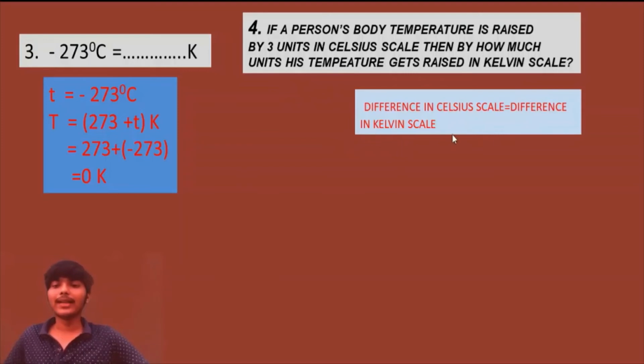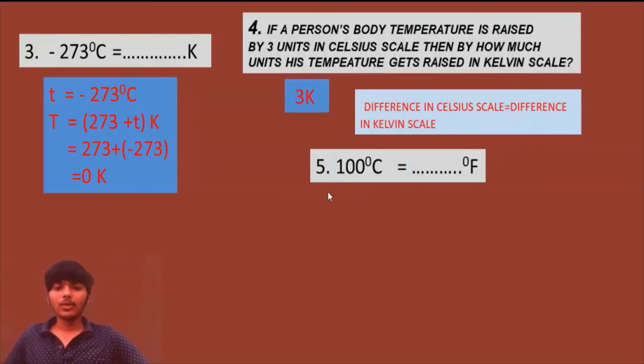We know the difference in Celsius scale is equal to the difference in Kelvin scale. So the answer is 3 kelvin, obvious. So, what is the value of 100 degrees centigrade in Fahrenheit scale?